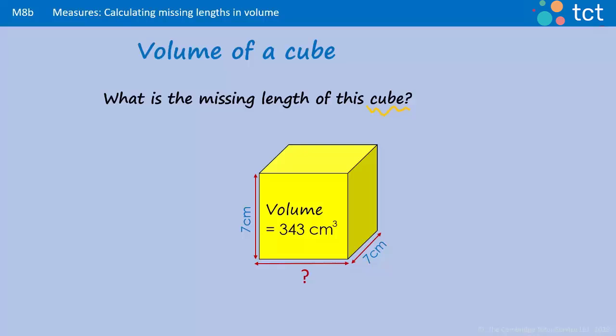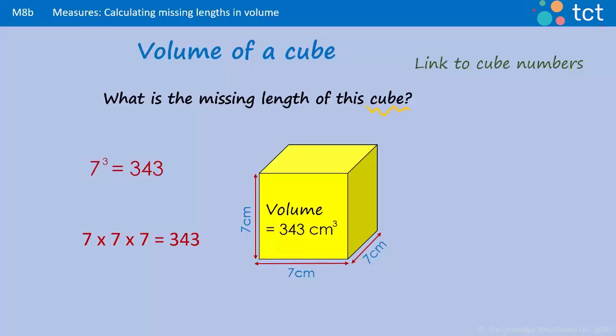Because it's a cube, we know that all the sides are going to be the same. So if it's 7 back and 7 up, it's also going to be 7 across. And if we checked it, 7 times 7 times 7, or 7 cubed, is 343.